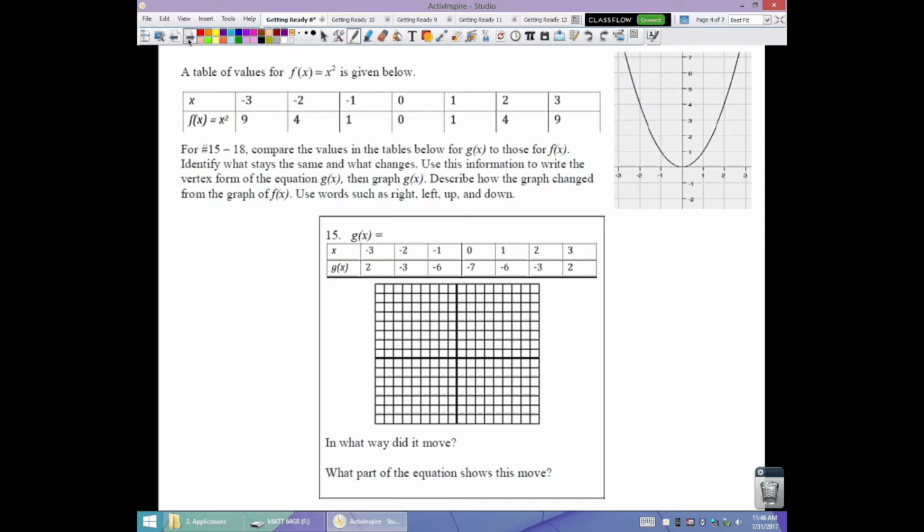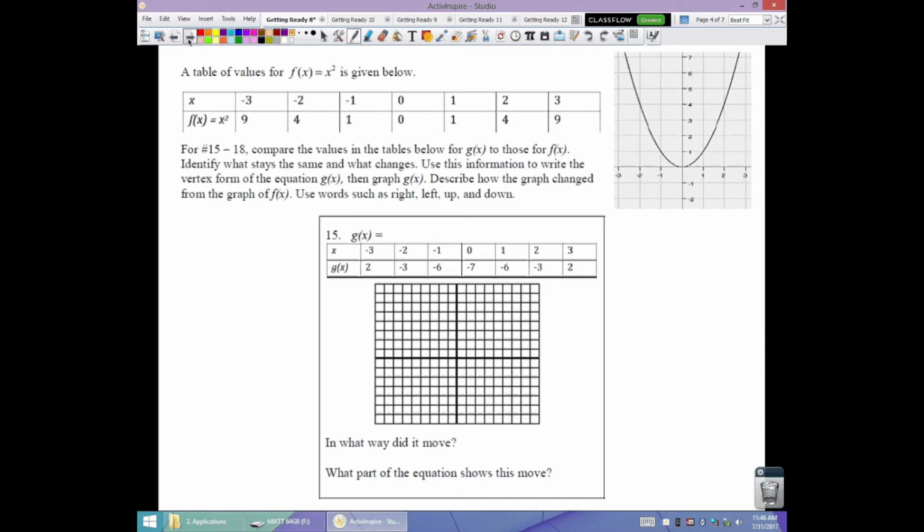Next, we're going to look at a table of values. We're going to compare it back to the table of values for the parent function. So that's given to us there above the directions for 15 to 18. Hopefully that's one you've kind of got a feel for and you've practically memorized at this point.